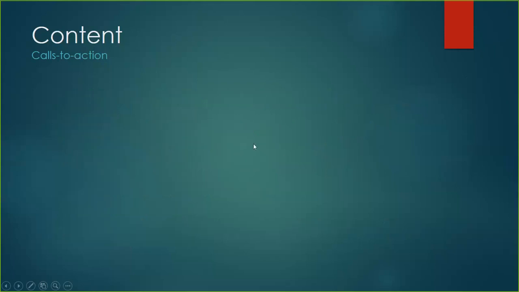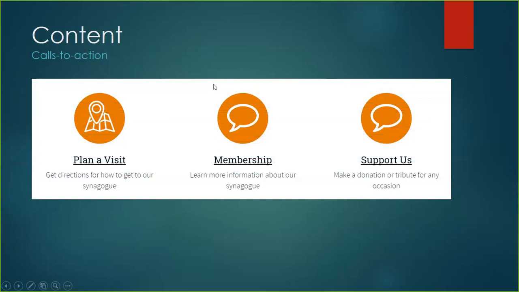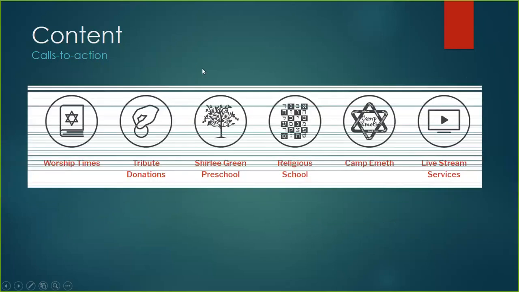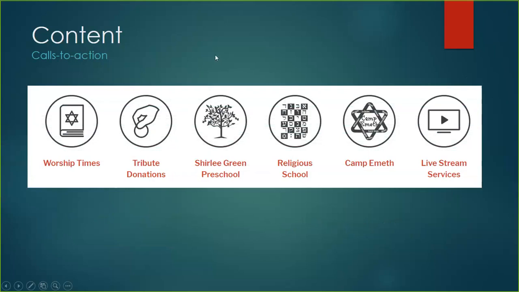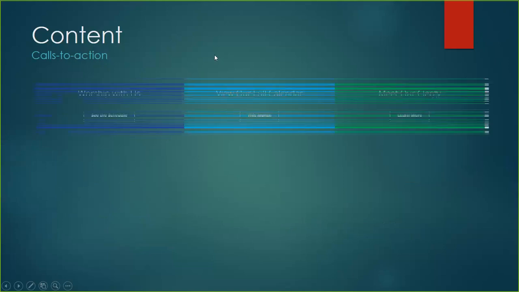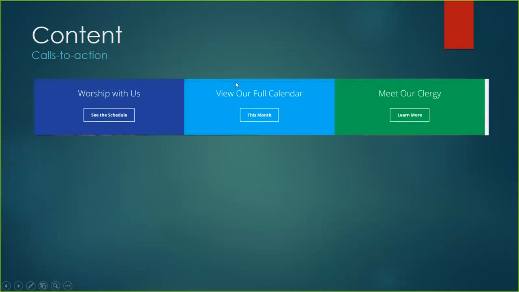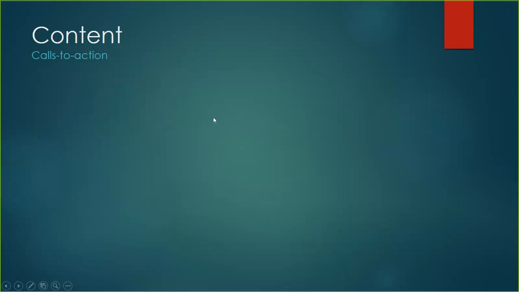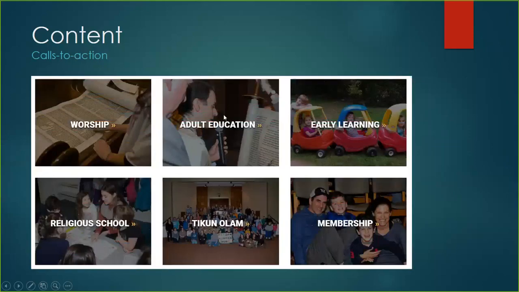Now, here's an example of calls to action from a synagogue's homepage that are indicated with bright, colorful icons. Here's another example of icons. This time they're used for the more big ticket sections like I had mentioned. And here's an example of calls to action highlighted on the homepage using brightly colored blocks and buttons. And there's one final example of big ticket sections which are highlighted with photos.